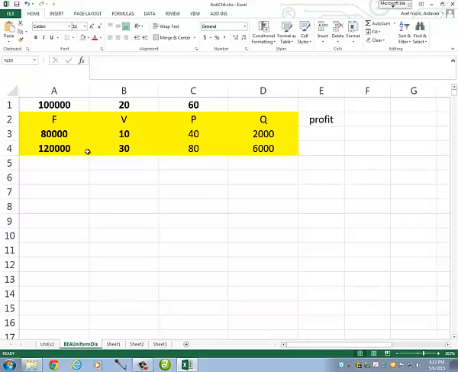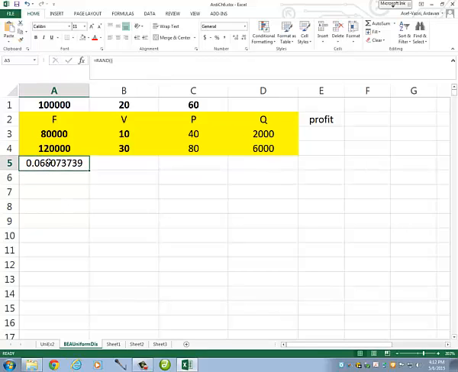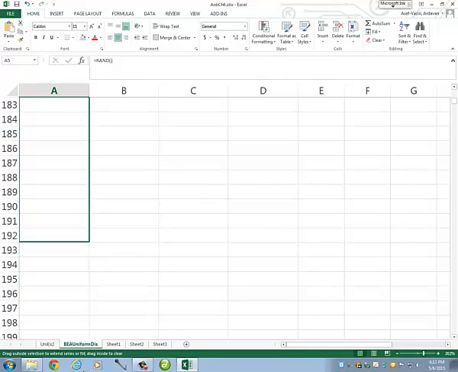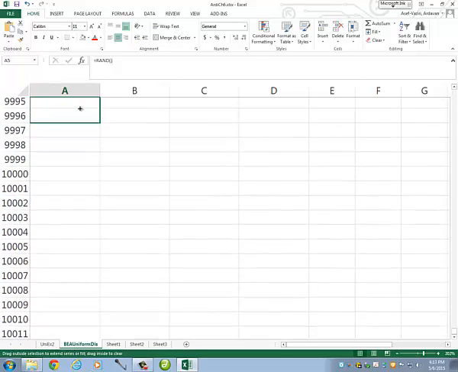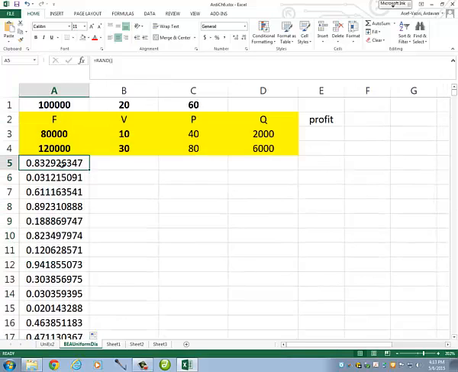If that is the case, then I know my fixed cost has a uniform probability distribution between $80,000 and $120,000. And I know that in Excel and in many computers we have a feature which can give me a uniform continuous random number between 0 and 1. In Excel, if I type rand, a number between 0 and 1 will appear there. And I can generate another one, or I can go down from 5 to 10,004. Now I have 10,000 numbers between 0 and 1.